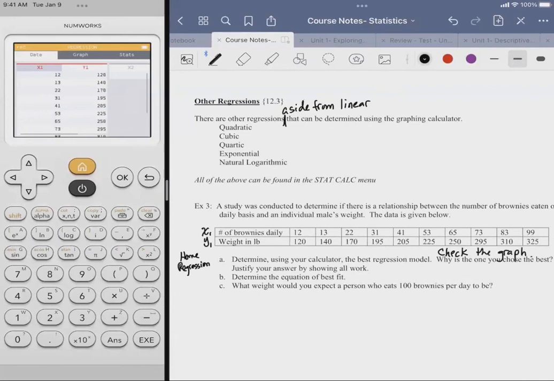If it looks like most of the points fall in the same straight line, it could be linear. Maybe you have something that's U-shaped, in which case it would be quadratic or parabolic. It could be something that has a dramatic increase early on and then levels. That would be the case of natural logarithmic.